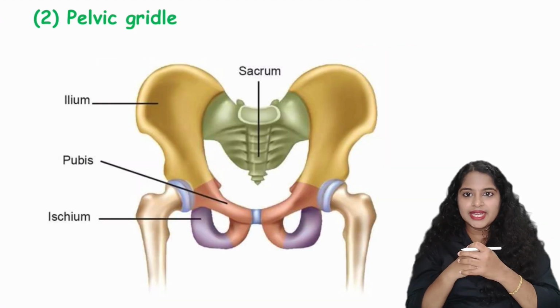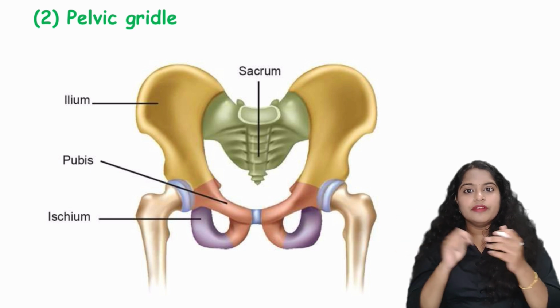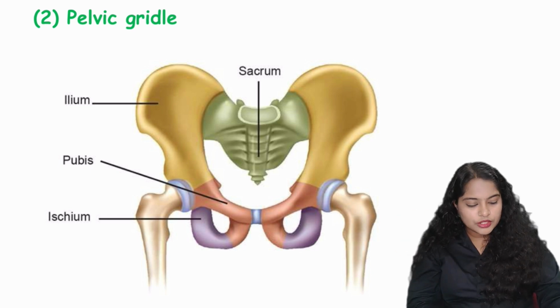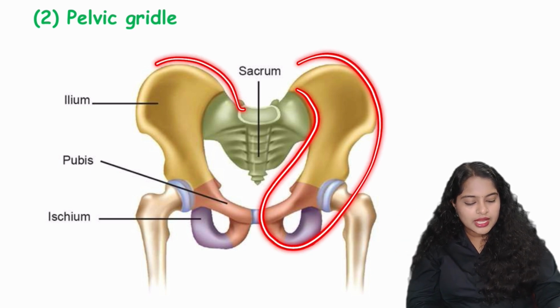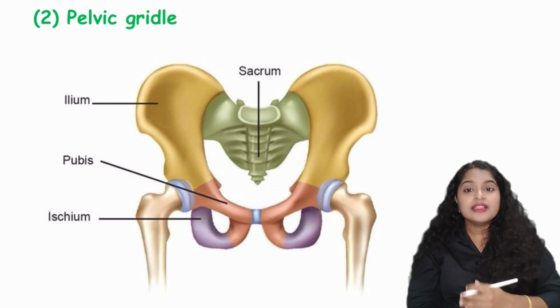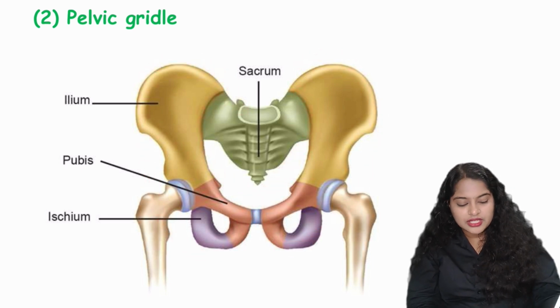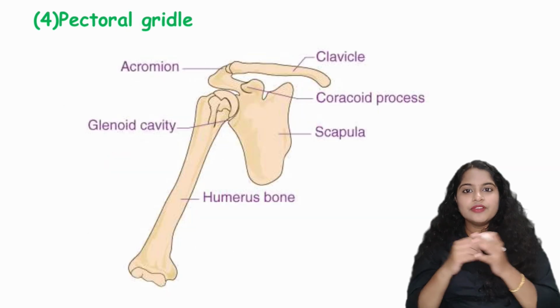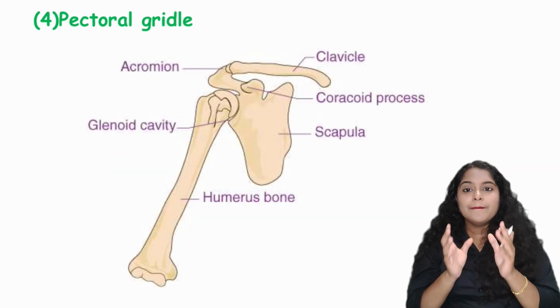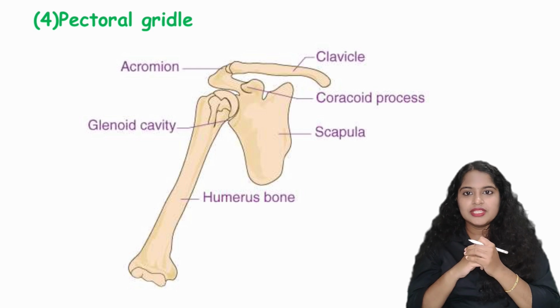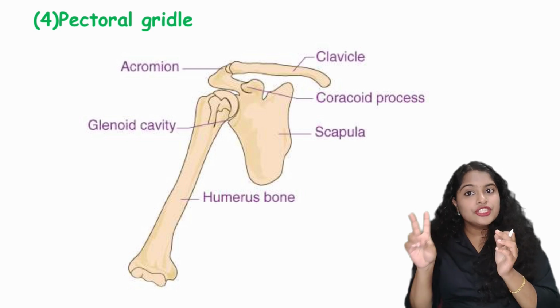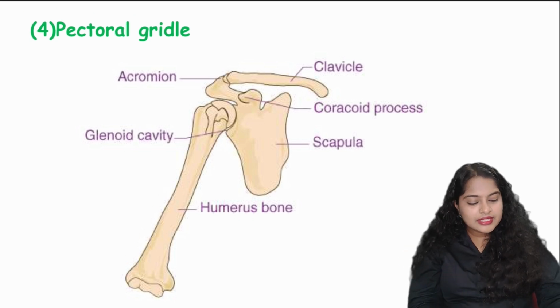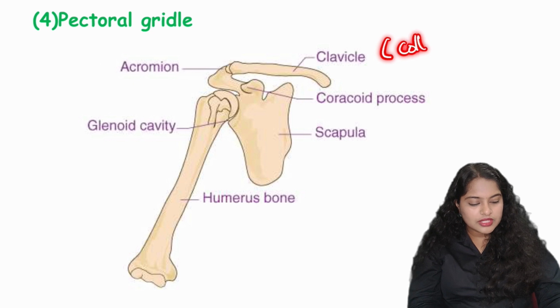Coming to the pelvic girdle. The pelvic girdle is made up of 2 coxal bones. These are the 2 bones: this is one and this is the other. And each of these bones has 3 different regions: the ilium, pubis and ischium. Next we will see the pectoral girdle. The pectoral girdle is made up of 4 bones, that is 2 scapulae and 2 clavicles. These clavicles are also called the collar bones.